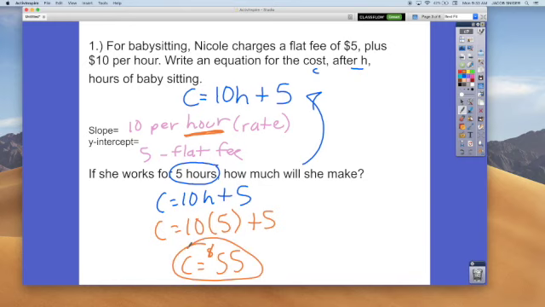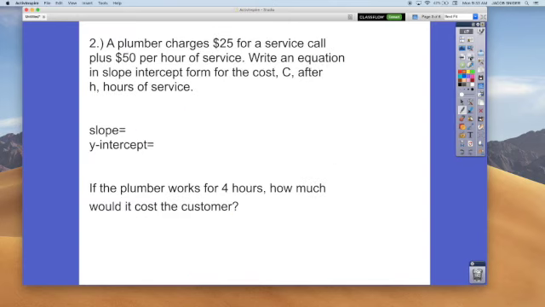Okay? Hope that makes sense. Okay, let's keep rock and rolling. Here we go. Next one. A plumber charges $25 for a service call, plus $50 per hour of service. Write an equation in slope-intercept form for the cost C after h hours of service.